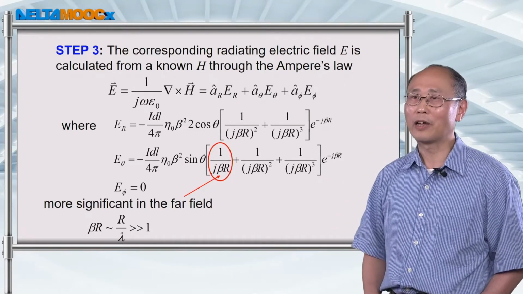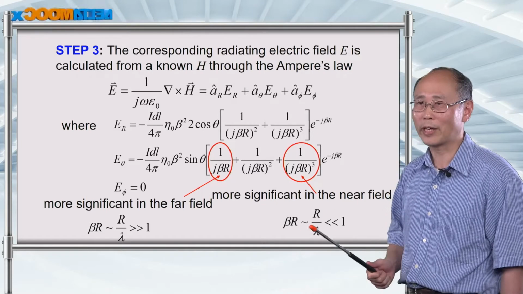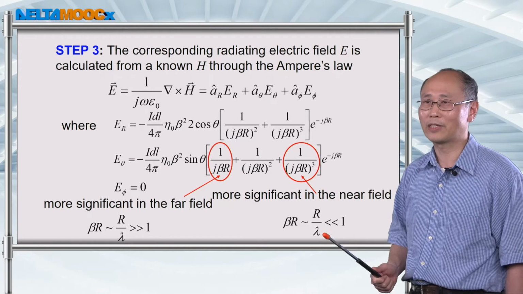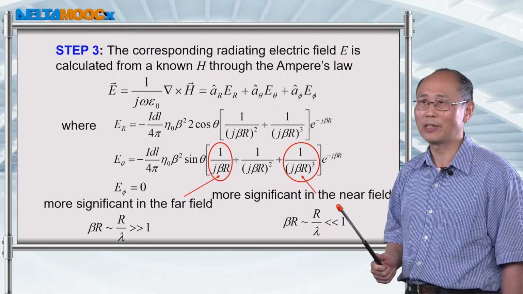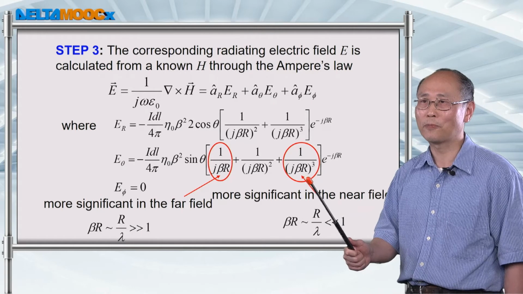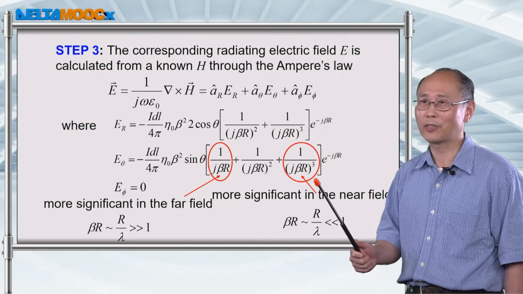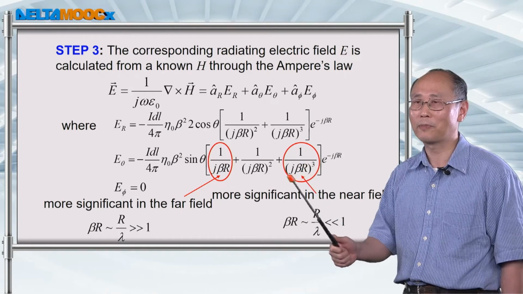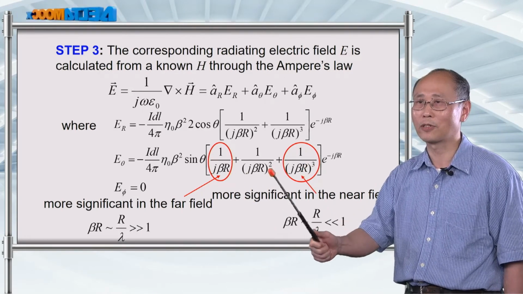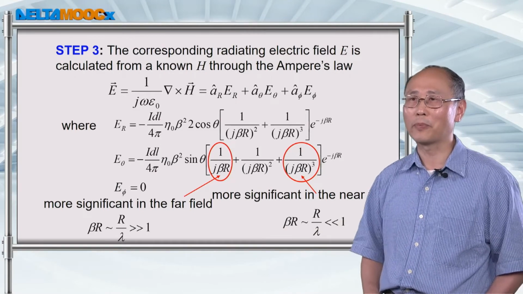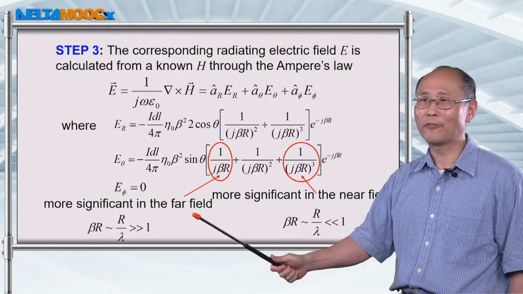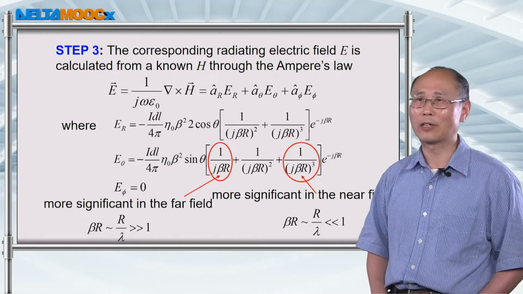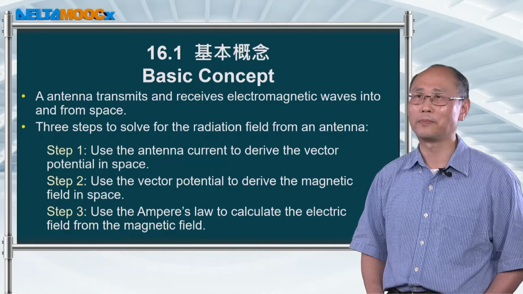On the other hand, if we look at a location where the distance is much less than the radiation wavelength, in the near field zone, then this term is going to be more significant, because when beta r is very small compared to 1, this term is going to be much larger than this term and also this term. So we're going to separate the problem into the far field zone and the near field zone, and try to understand the physics associated with the Hertzian dipole antenna.